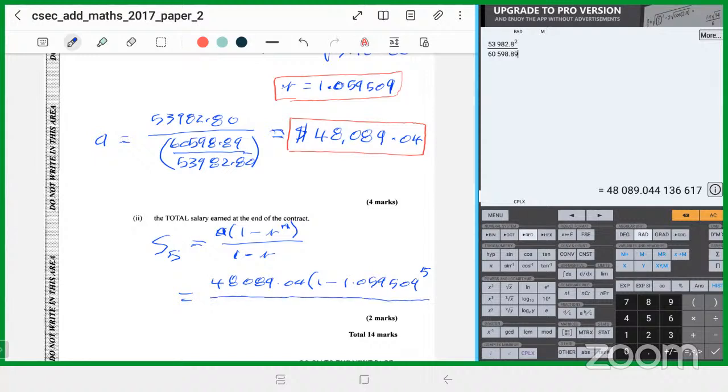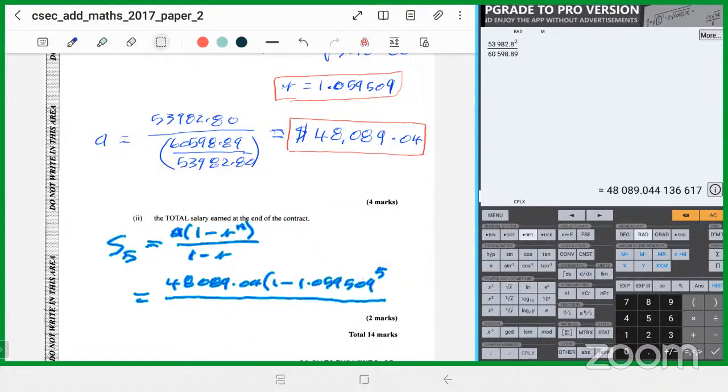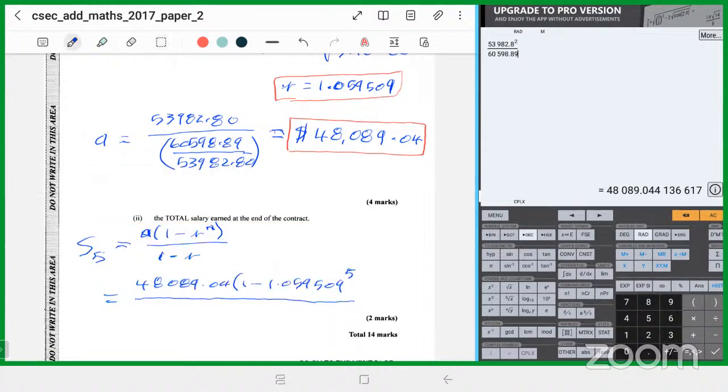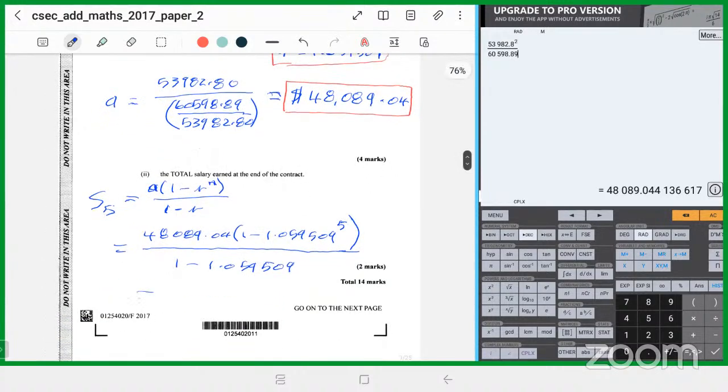all over 1 minus the R again, 1.059509. Write that out and get the answer in dollars. They're difficult, but it's just tedious with all those long digit values. It just doesn't make sense to me. I don't know what they're trying to prove.